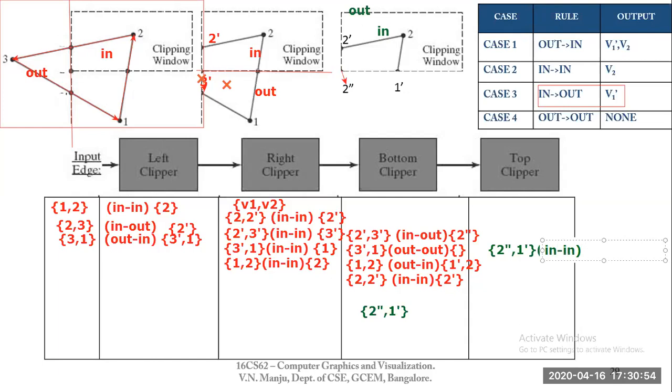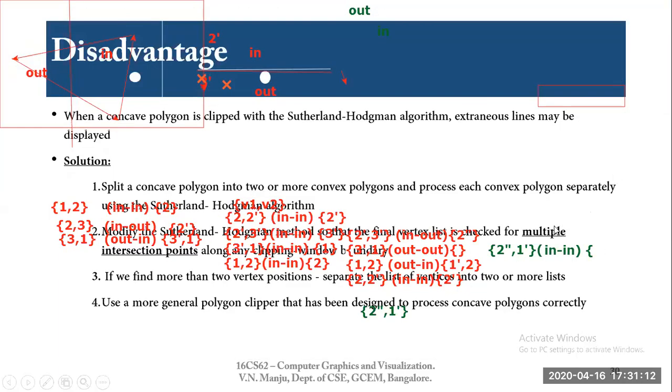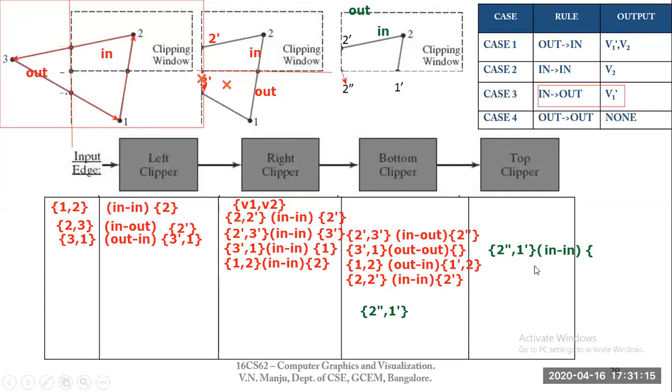In and in is what? In and in is V2. So I have to write the V2. V2 is what? V dash, 1 dash. Let me write it here. This is V1, this is V2. So now what will come? This will be 1 dash.